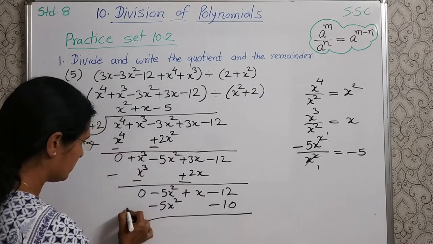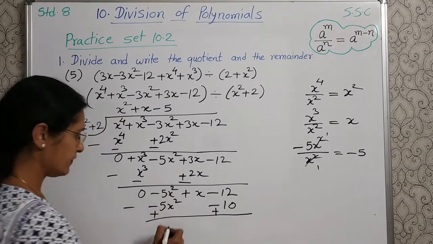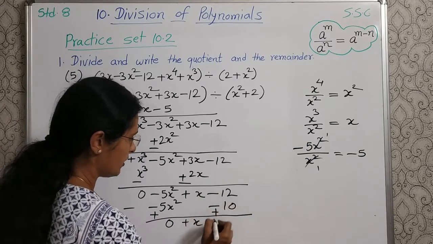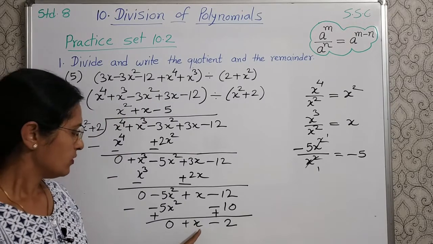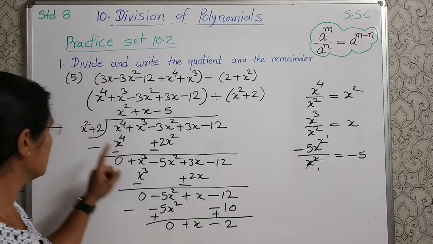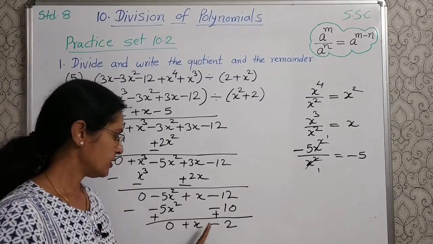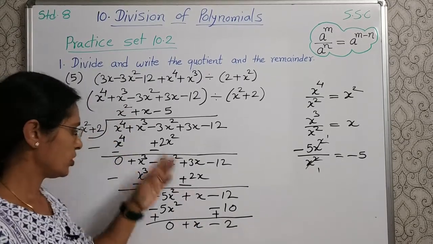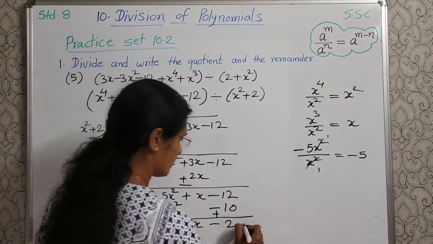Now subtract, change the sign. Minus 5x square plus 5x square is 0. Plus x as it is. Minus 12 plus 10 is minus 2. Now for this remainder the degree is 1, and the degree of the divisor is 2. It means the degree of the remainder is less than the degree of the divisor. So we cannot divide it further and the division ends here. So this is the remainder.